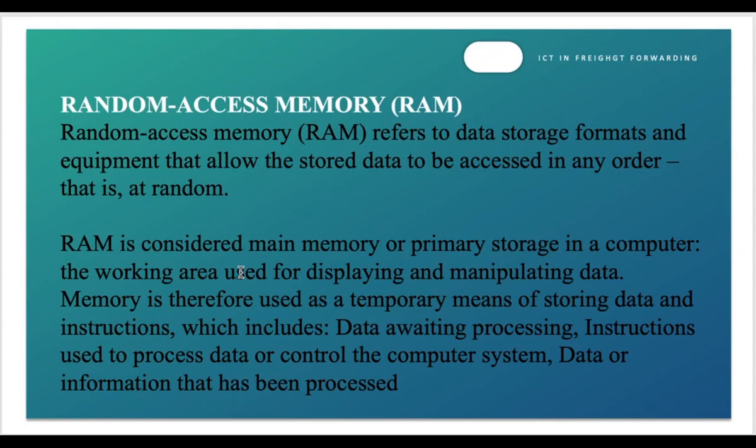Now, there are other storage facilities that we can talk about where you can actually save this, so that in case there is any power outage, you could go back and fetch what you have been working on. So the RAM is temporary storage for instructions, and what the RAM uses includes the data awaiting processing, instructions used to process data or control the computer system, and data or information that has been processed.